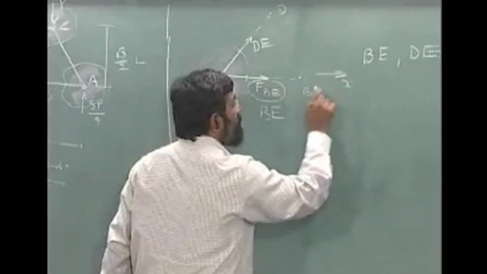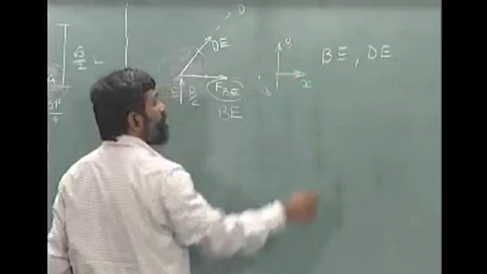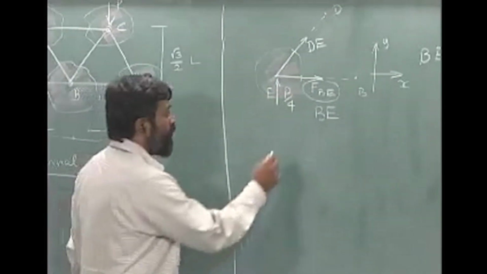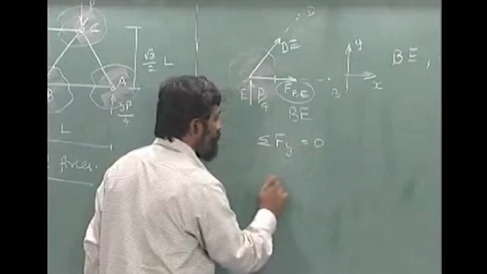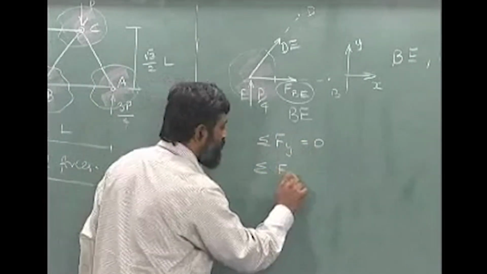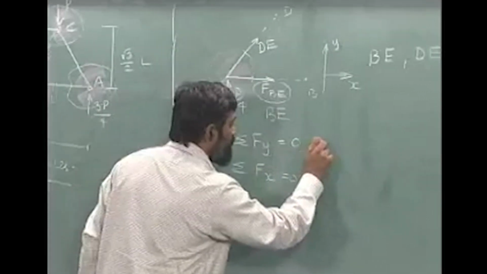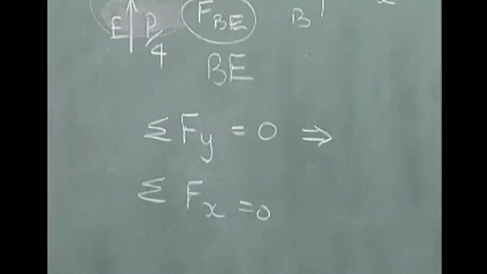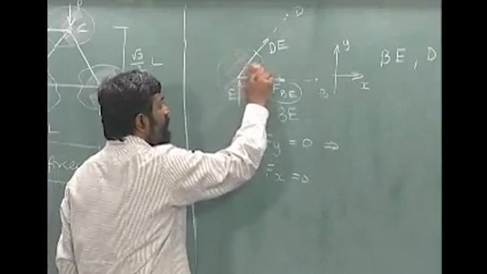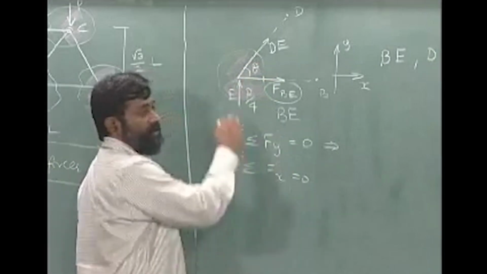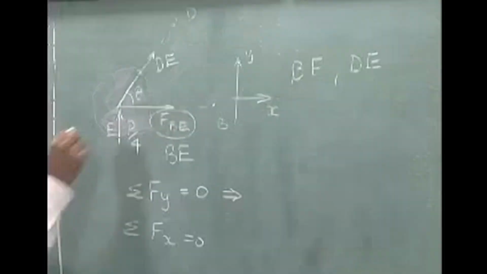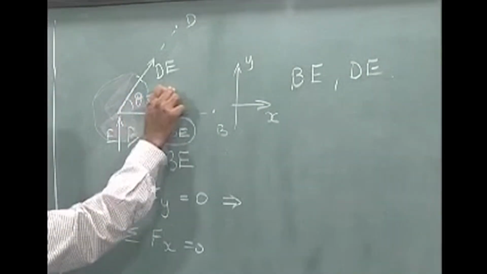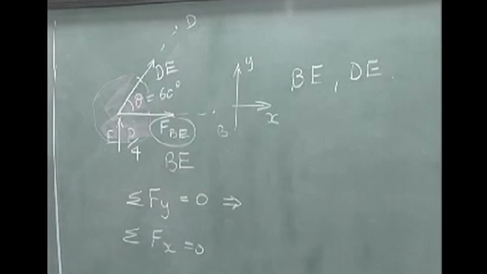If I take x as horizontal and y as vertical this way, I can now write the total force in y direction is equal to 0, the total force in x direction equals 0. This, let us say if this angle is theta, which can be found out from geometry here. In this particular case, we already know that this angle is equal to 60 degrees, alright.